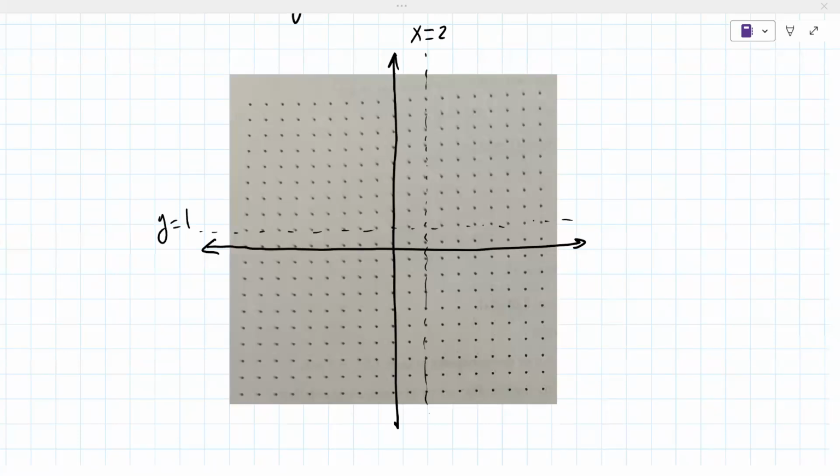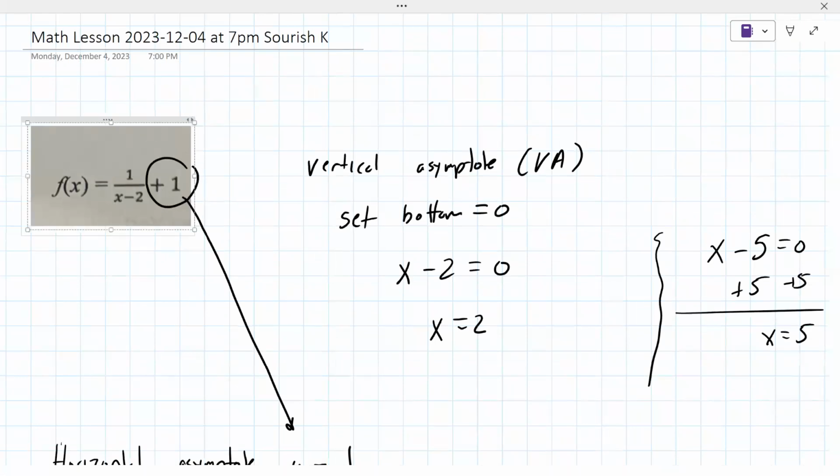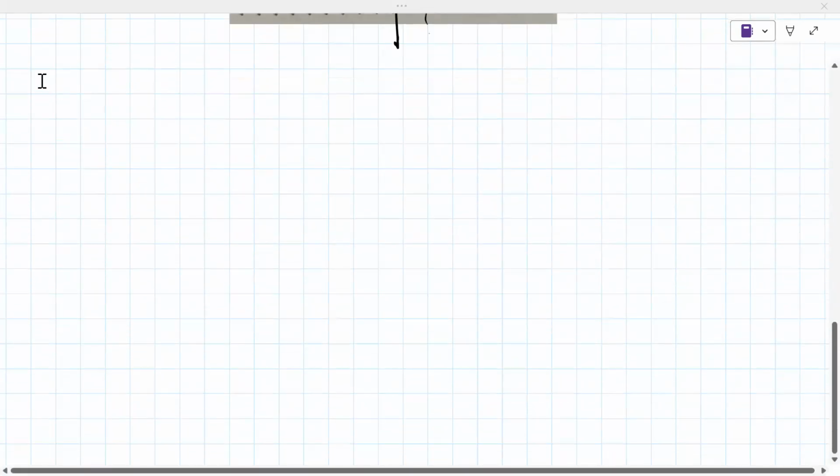Okay, got it down. Now we're going to rewrite this as a single fraction, because that's what's needed to do the next part. Not completely, but it would help.